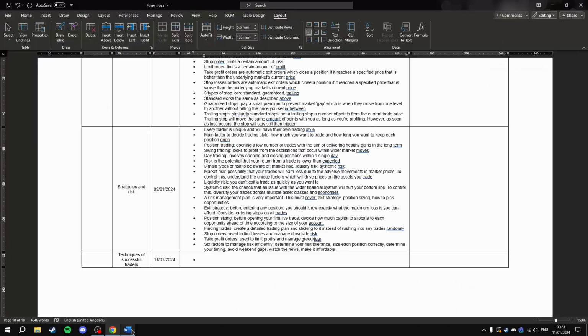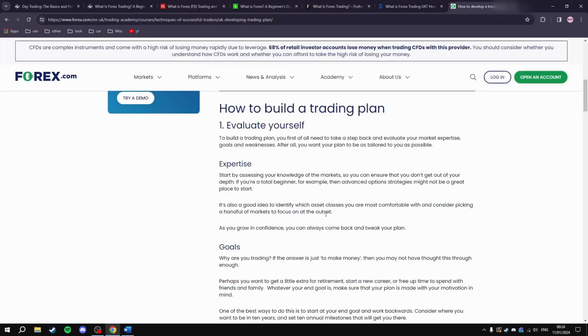Evaluate yourself. To build a trading plan, you first of all need to take a step back and evaluate your market expertise, goals and weaknesses. After all, you want your plan to be as tailored to you as possible.